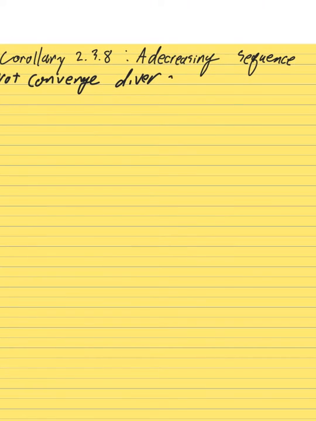So the next homework item was the following. Corollary 2.3.8, which claims a decreasing sequence which does not converge diverges to minus infinity.